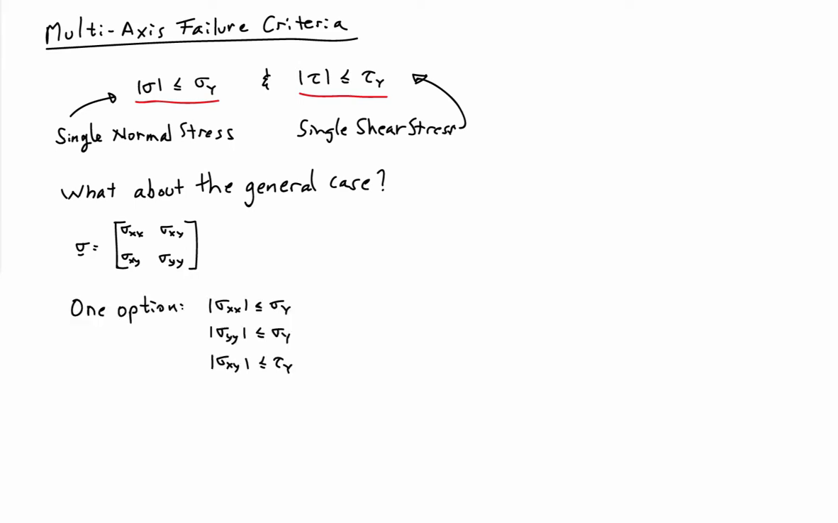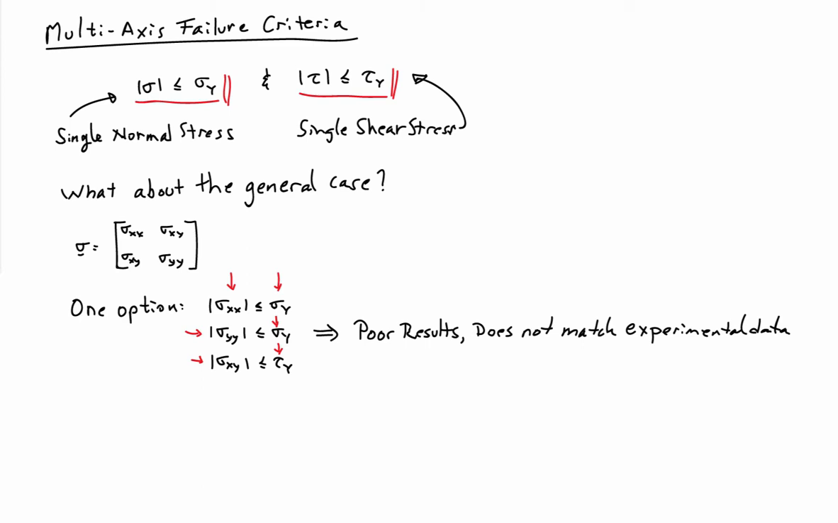Now, one possibility is just simply to apply our criteria for single states of stress and apply them one by one to each component of the stress tensor. So I could say sigma xx has to be less than the yield stress, sigma yy has to be less than the yield stress, and sigma xy has to be less than the yield stress, this time in shear. There are a couple of defects with this way of doing things. Number one, it's going to give you relatively poor results. It doesn't match experimental data.